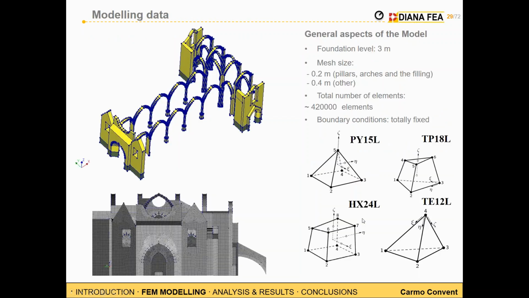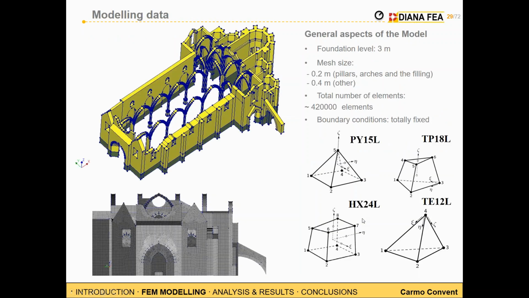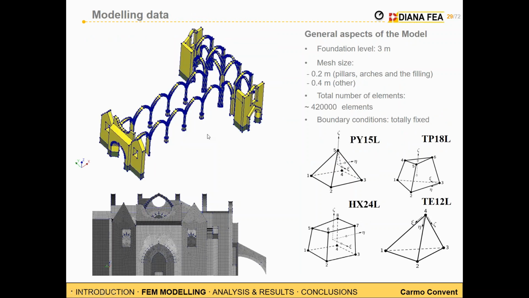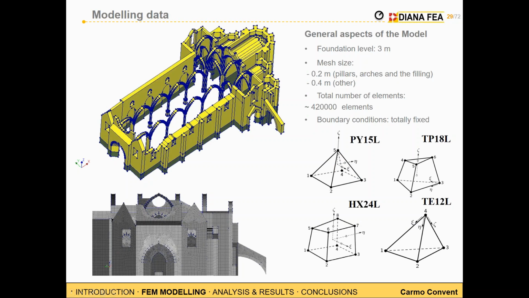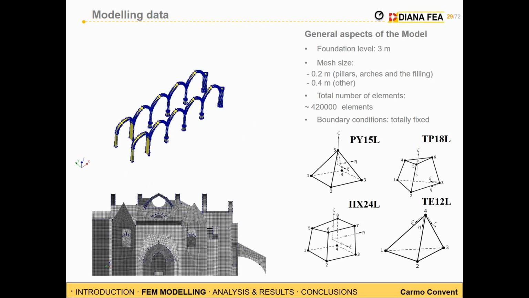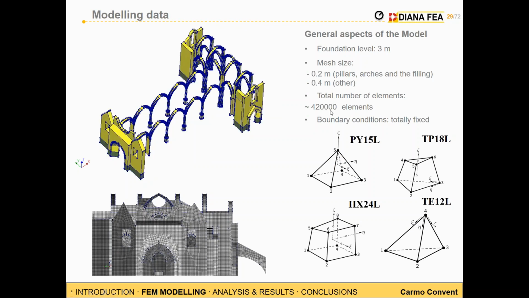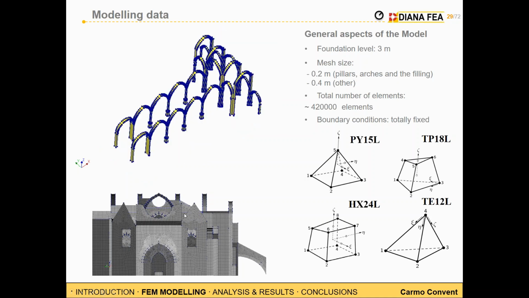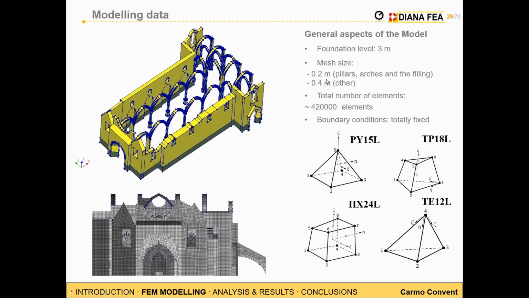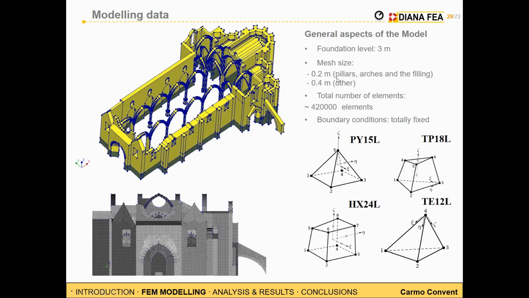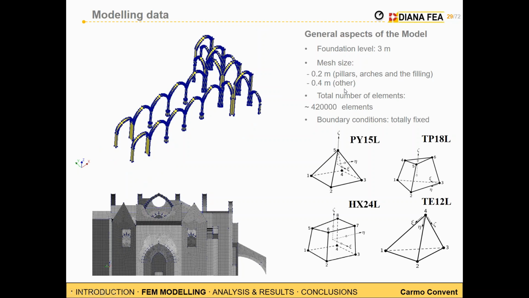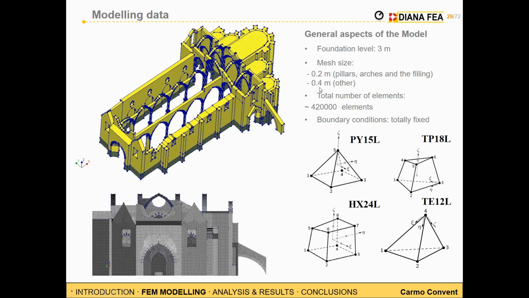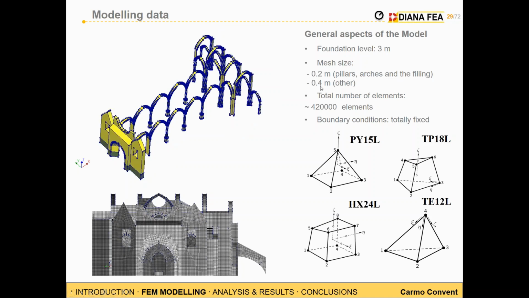Okay, this is the whole model. In this case, you can see how complex it is and not so easy, and therefore you can also imagine that the number of elements is really significant. As already said, we set the mesh size finer for the pillars, arches, and the filling, and the other parts of the convent were meshed with sides of 40 centimeters.